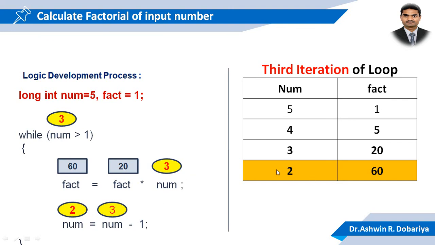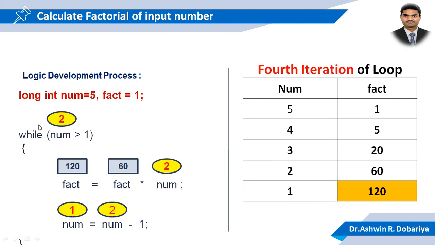now num becomes 2. The next time the loop is executed, again 2 is greater than 1, the condition becomes true. The old value of the factorial variable, 60, multiplied by num, which is 2, becomes 120. Now the latest value of fact is 120. Now num minus 1, meaning 2 minus 1, num becomes 1. The last time the loop executes, 1 greater than 1 makes the condition false. So the latest value of fact is 120, and ultimately 120 is the factorial value of the input number 5.